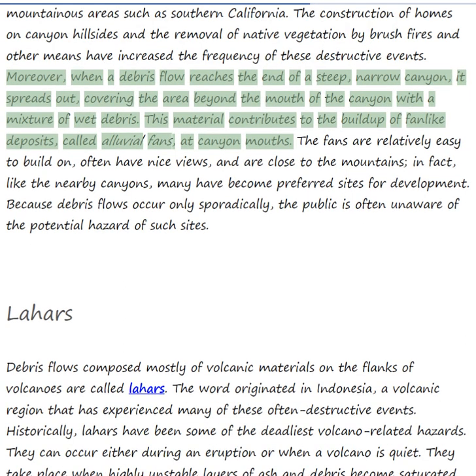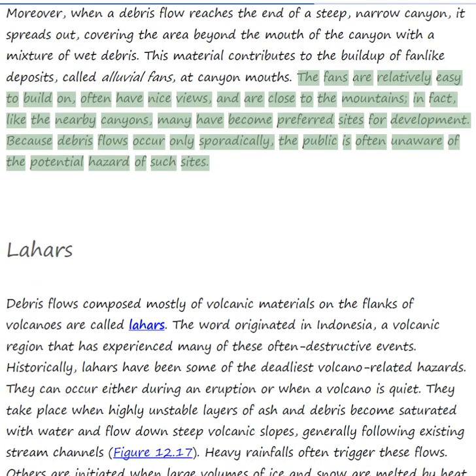Moreover, when a debris flow reaches the end of a steep, narrow canyon, it spreads out, covering the area beyond the mouth of the canyon with a mixture of wet debris. This material contributes to the buildup of fan-like deposits, called alluvial fans, at canyon mouths. The fans are relatively easy to build on, often have nice views, and are close to the mountains. In fact, like the nearby canyons, many have become preferred sites for development. Because debris flows occur only sporadically, the public is often unaware of the potential hazard of such sites.